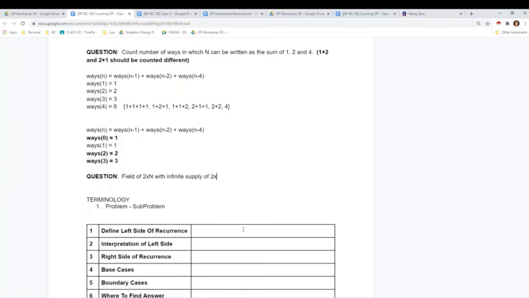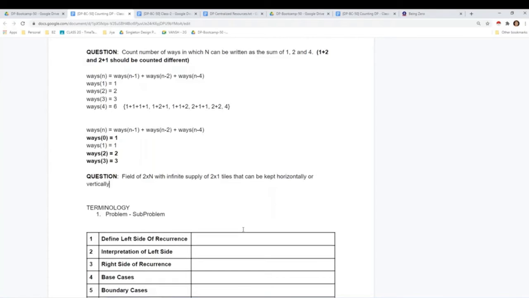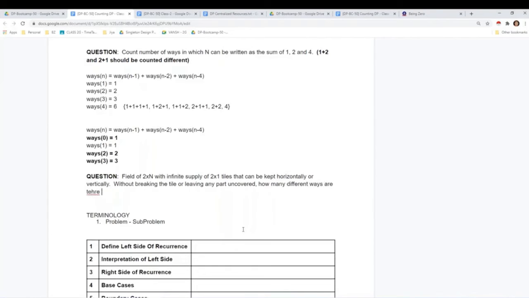Of 2 cross 1 tiles that can be kept horizontally or vertically, without breaking the tile or leaving any part uncovered. How many different ways are there to cover the field?